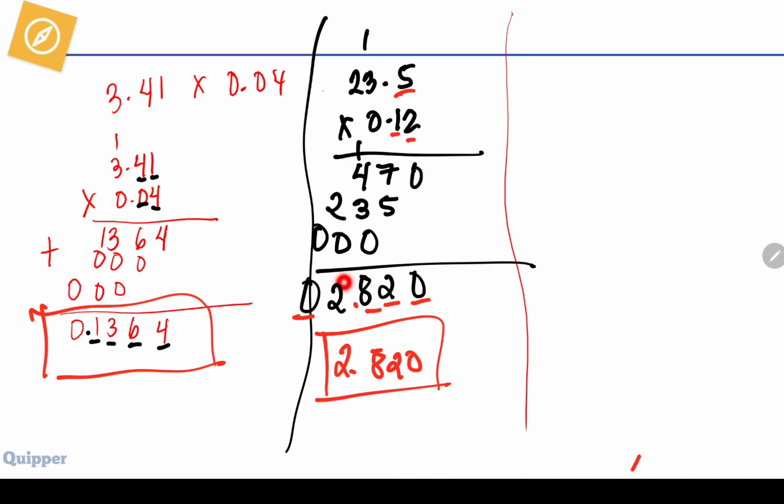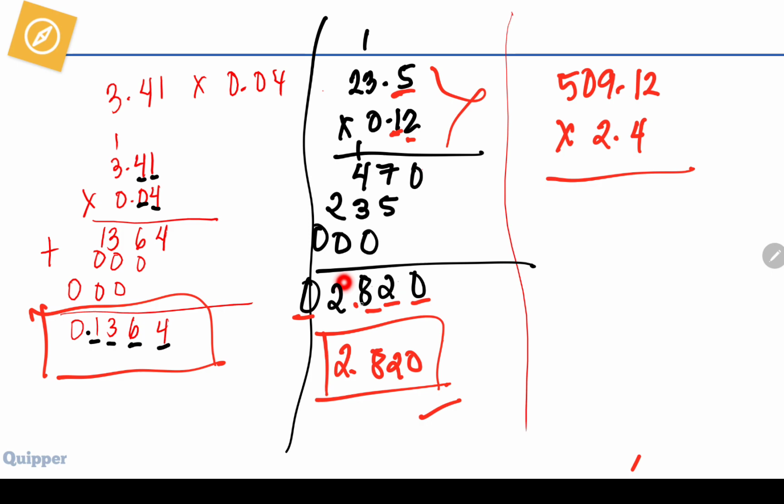Sige, isa pang example. 509.12 times 2.4. So, multiply. Tandaan nyo, yung product natin, it always has the same number of decimal places as the total number of decimal places in the factors. So, kung ilan yung total number ng ating multiplicand and multiplier, dapat ganun din yung total number ng ating product.